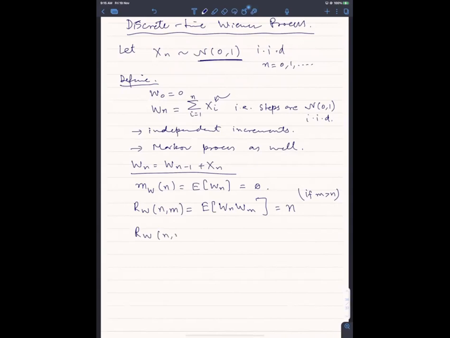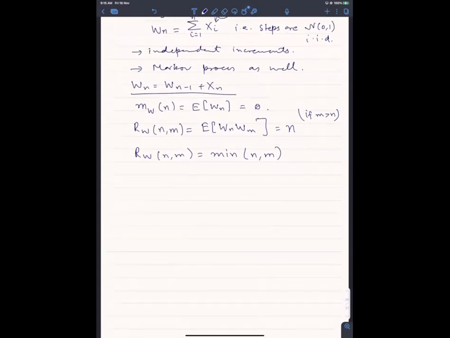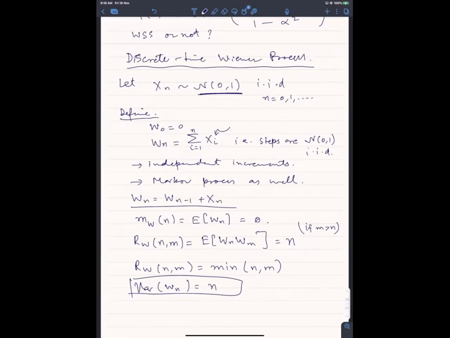So Rw n comma m would be equal to min of n comma m. ये पहले भी हमने देखी है, रैंडम वॉक के केस में भी देखी है. No worries with that. And the variance of Wn will also turn out to be equal to n. ये हम निकाल सकते हैं. So this is the example of a discrete time Wiener process.